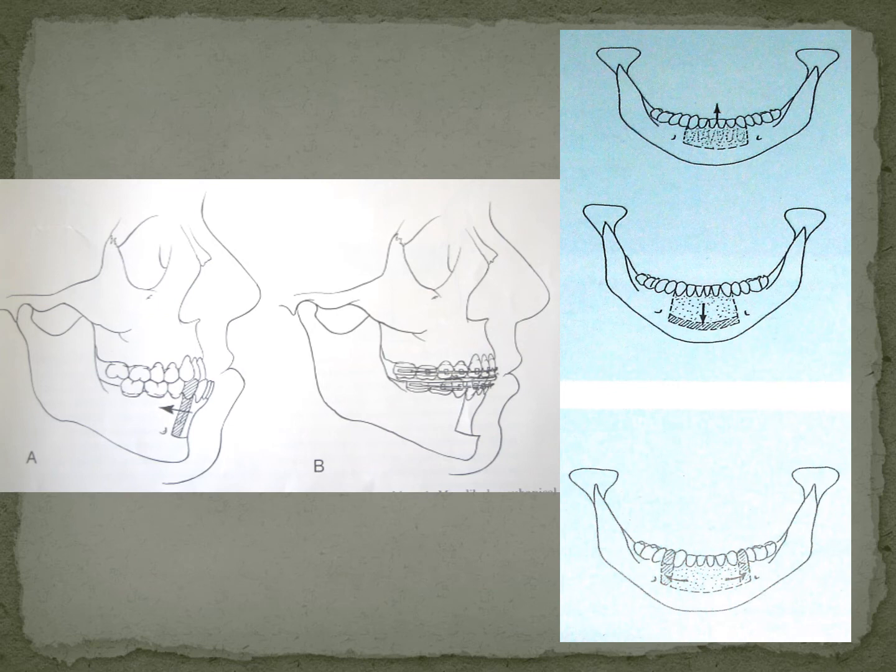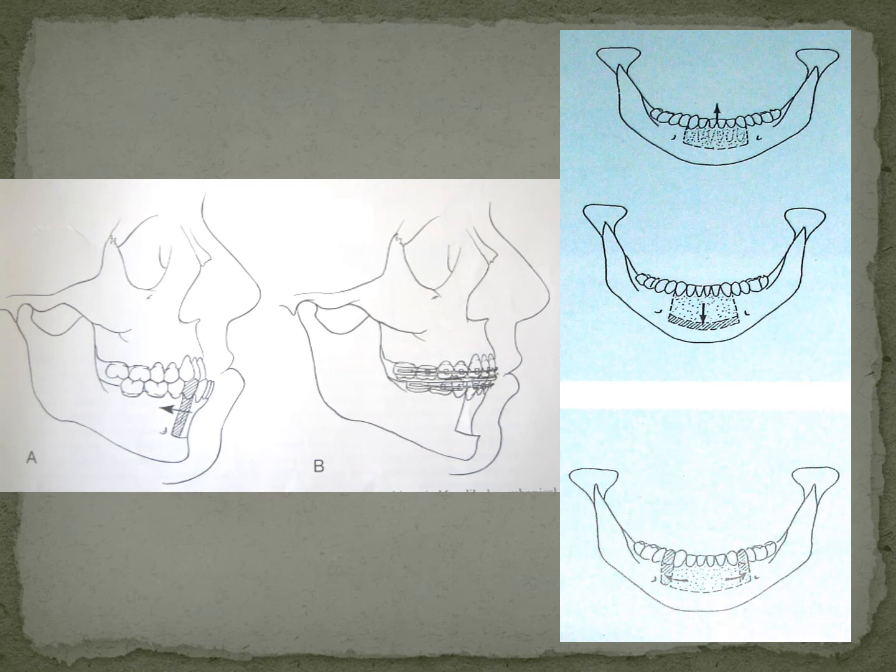This is the subapical osteotomy. If for a particular segment, the patient's occlusion is correct, but the patient has lower anterior protrusion and we want to correct that segment, at that time we use the subapical osteotomy.